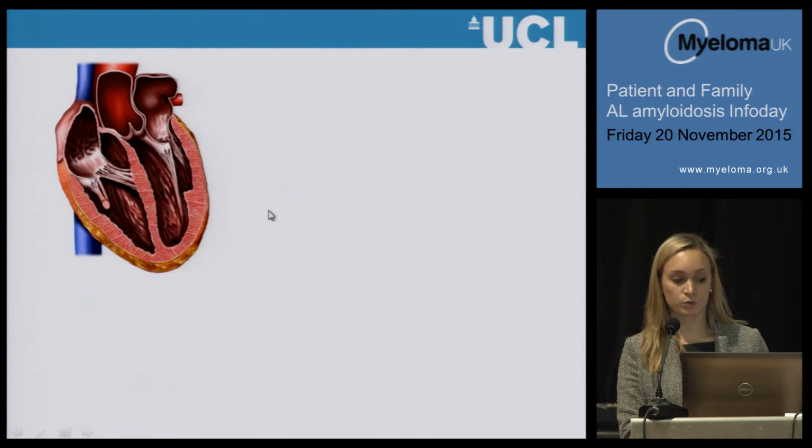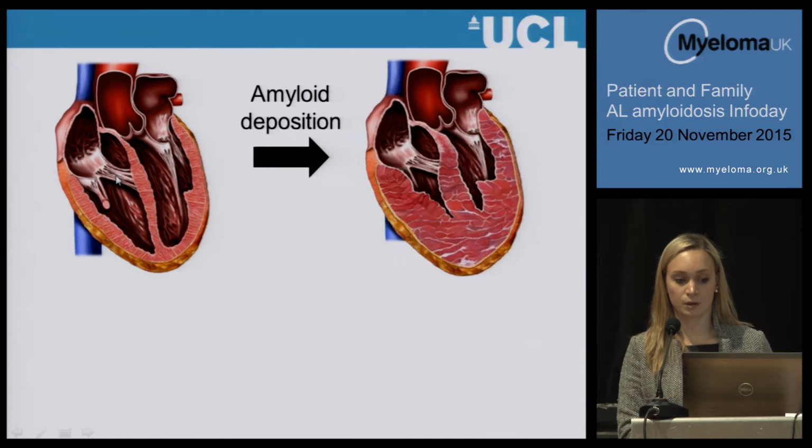This is what we call a four-chamber view, because we can see all the four chambers of the heart: the left ventricle, left atrium, right ventricle, right atrium. And this one is an example of a normal heart. What happens with amyloid? As you can see, the main difference is that the heart walls become significantly thicker and the size of the chamber significantly smaller.